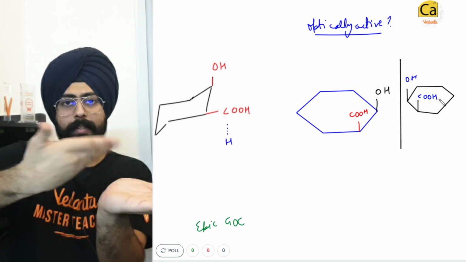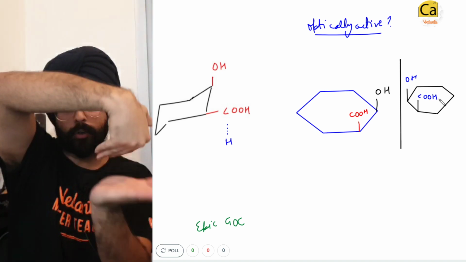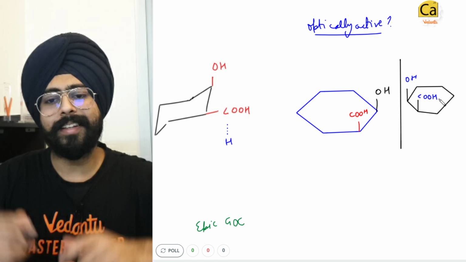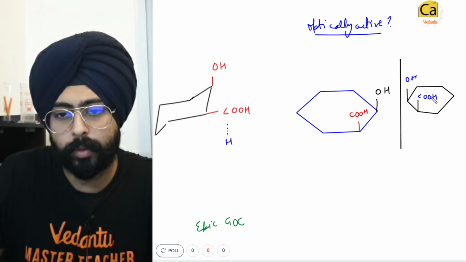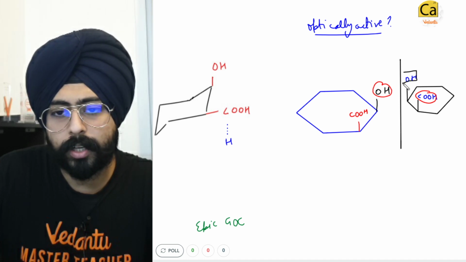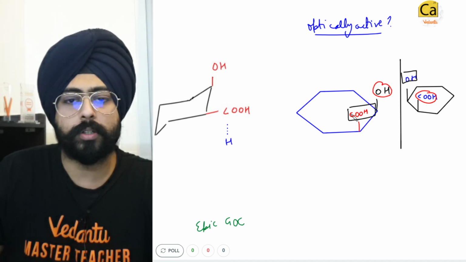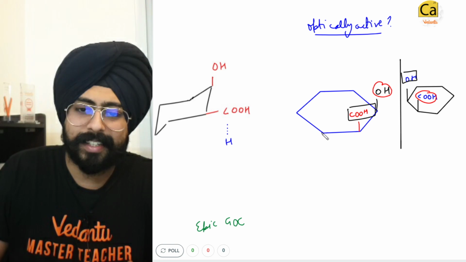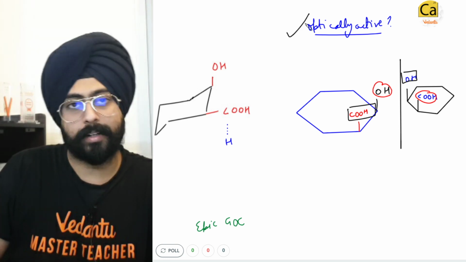If you rotate the mirror image that you've drawn and try to overlap, you will realize that the COOH starts overlapping with the OH, and the OH starts overlapping with the COOH. So my dear friends, this is definitely optically active.